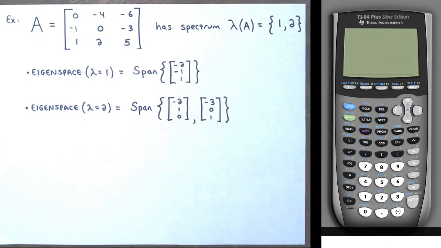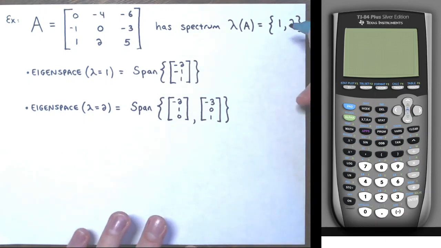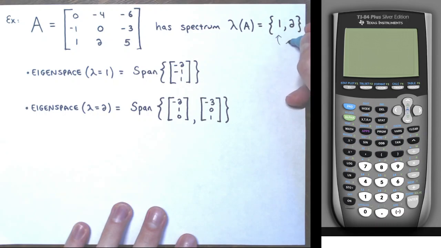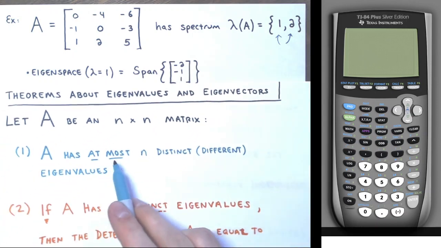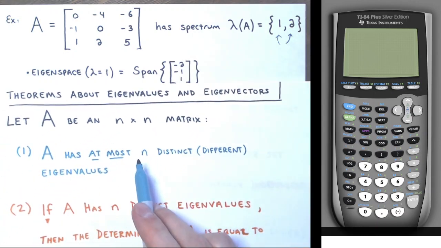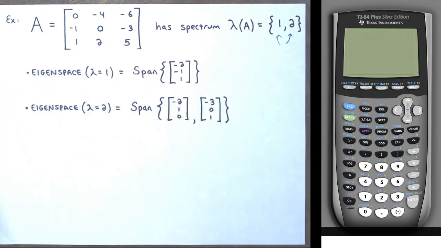So notice, it's a 3 by 3 matrix. So according to statement 1, it should have at most three different eigenvalues. So this has 2, meaning one of these was a repeat. In fact, the number 2 was an eigenvalue with a multiplicity of 2, and you can check that on your own by finding the characteristic equation for A, trying to solve it.